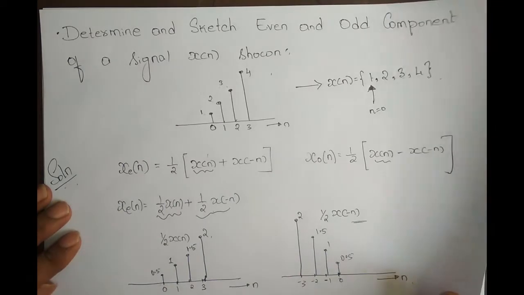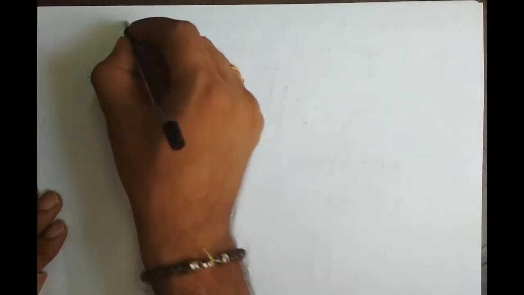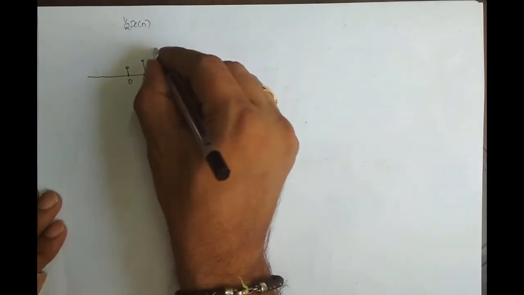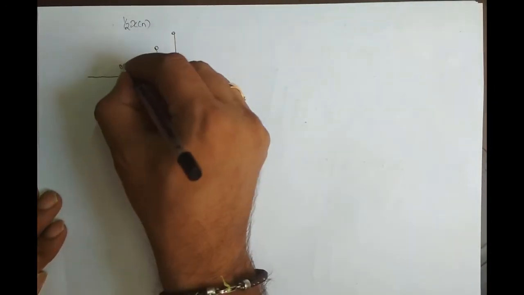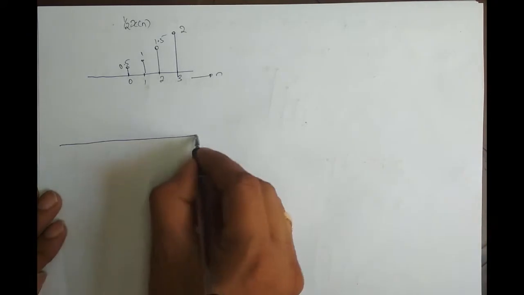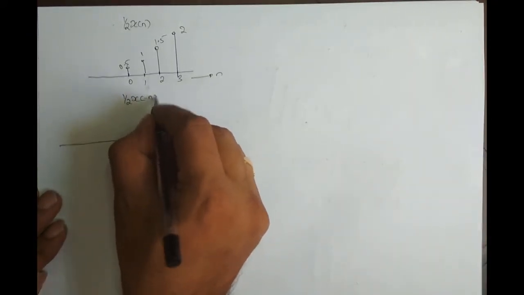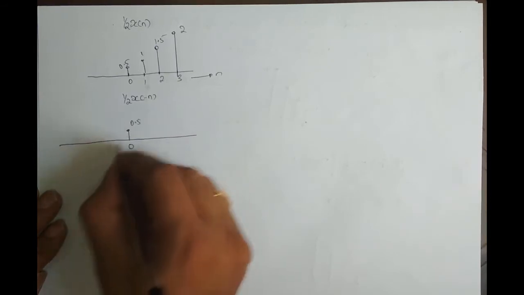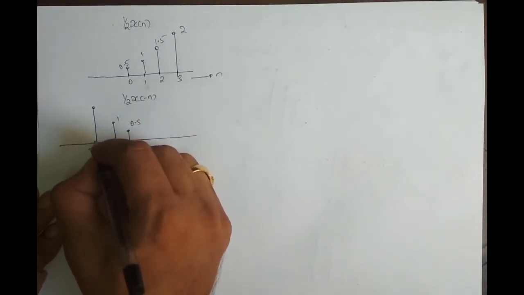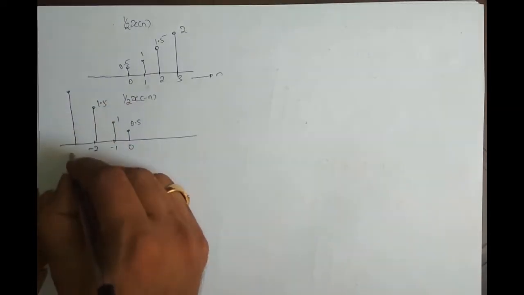Now we need to add those two. So in order to add those two, I'll put these two signals one below the other just to make the problem simpler. So first sequence is half of x of n. So 0, 1, 2, 3. So 0.5, 1, 1.5, 2, right? So this is our n. Now what is half of x of minus n? So at n equal to 0, it is 0.5. At n equal to minus 1, it is 1. At n equal to minus 2, it is 1.5. At n equal to minus 3, it is 2.